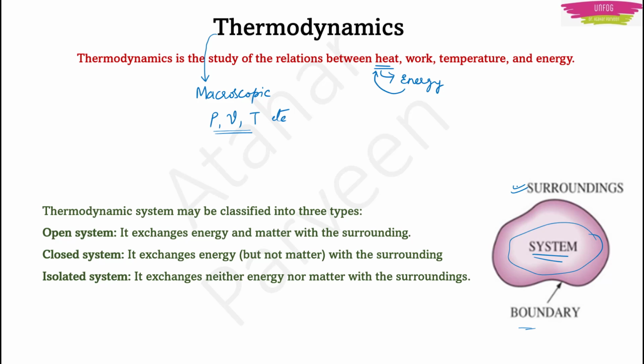And there is one more thermodynamic system. It is known as the isolated system. In an isolated system, the boundary is very strict. It will neither exchange energy nor exchange matter with the surroundings. I hope you got it. These are the three thermodynamic systems.